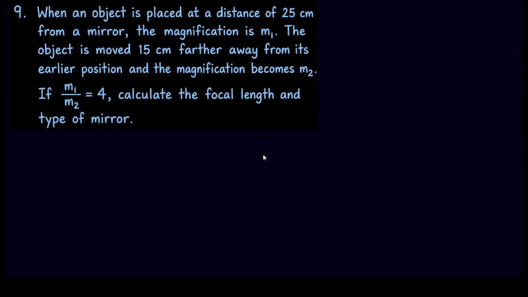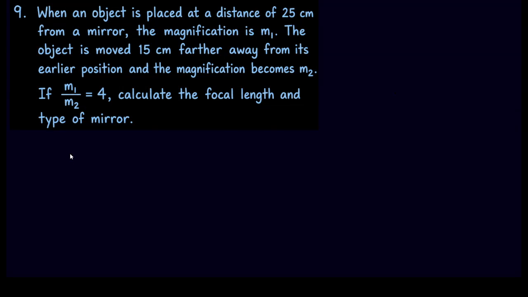We'll find the focal length. Based upon the focal length only, we can comment. Okay, sir. So here the focal length may be positive, may be negative. If we get positive, then we can say it is convex. If it is negative, concave. Now tell me, what is the object distance given? Minus 25 centimeters, and magnification is m1. Okay, yes, sir.